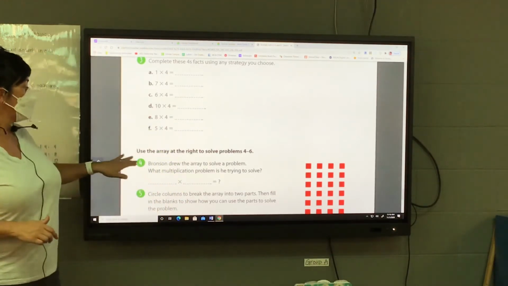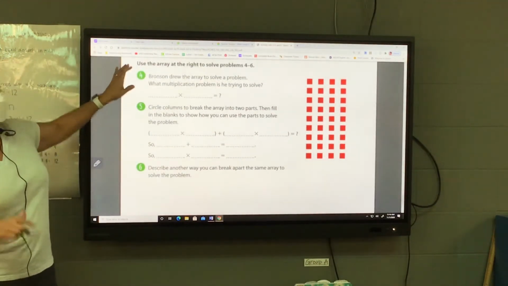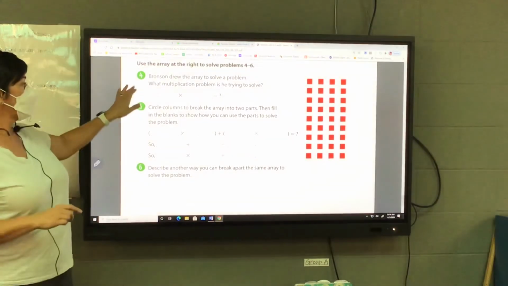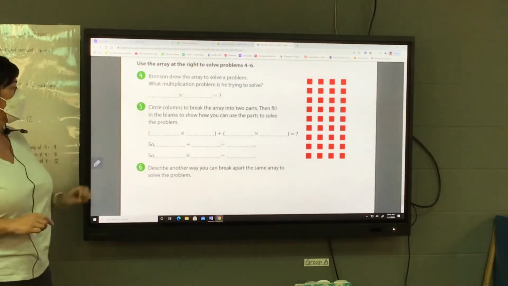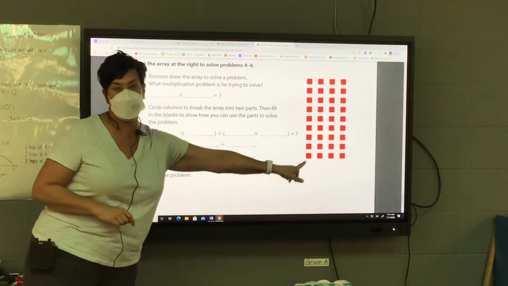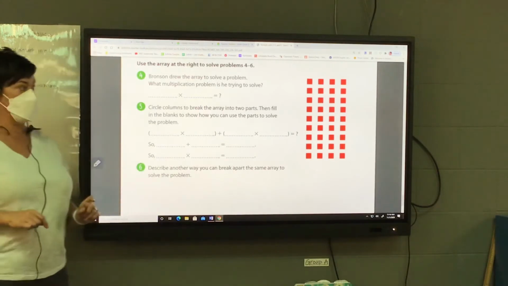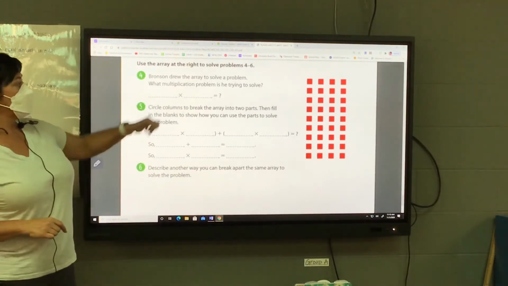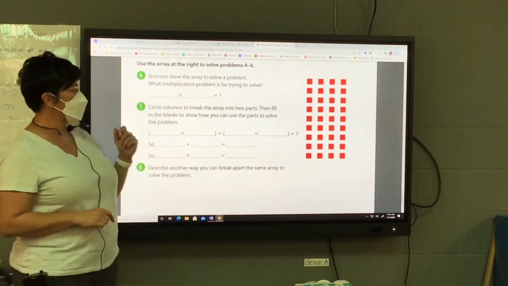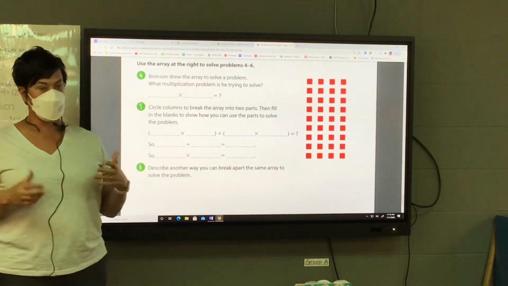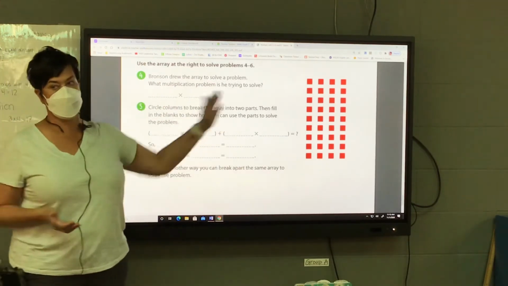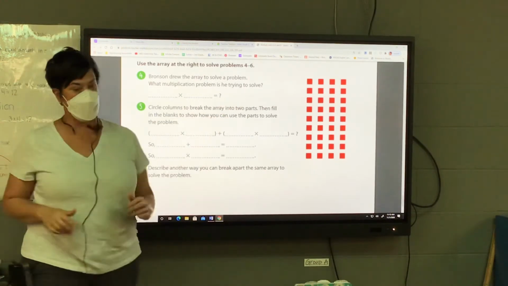Okay? I want to jump down to here first though. We'll come back to that one. Okay? Look at 4. It says Bronson drew the array. Do you see this big array over here? You have it on your paper too. He drew the array to solve a problem. What multiplication problem is he trying to solve? So go ahead and fill in the multiplication problem that goes with that array.